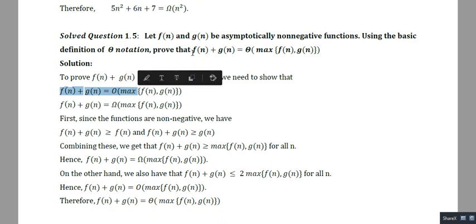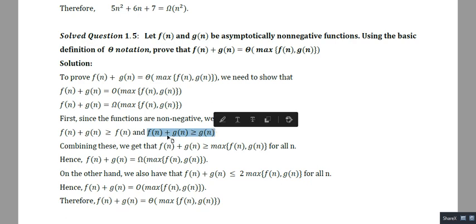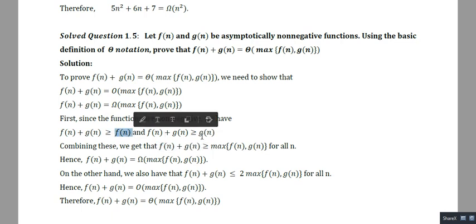So now since both f(n) and g(n) are positive non-negative functions, we can write f(n) plus g(n) is greater than equal to f(n), because if x and y are both positive integers, then we can write x plus y is always greater than equal to x, or we can say x plus y greater than equal to y for all positive values of x and y, right? So you can write f(n) plus g(n) greater than equal to f(n) as well as f(n) plus g(n) greater than equal to g(n). Okay. So now if we will combine these two, we will be getting f(n) plus g(n) greater than equal to maximum value out of this f(n) and g(n).